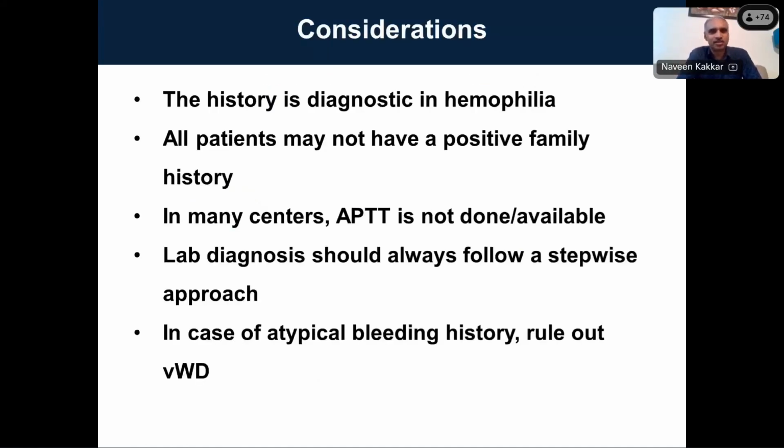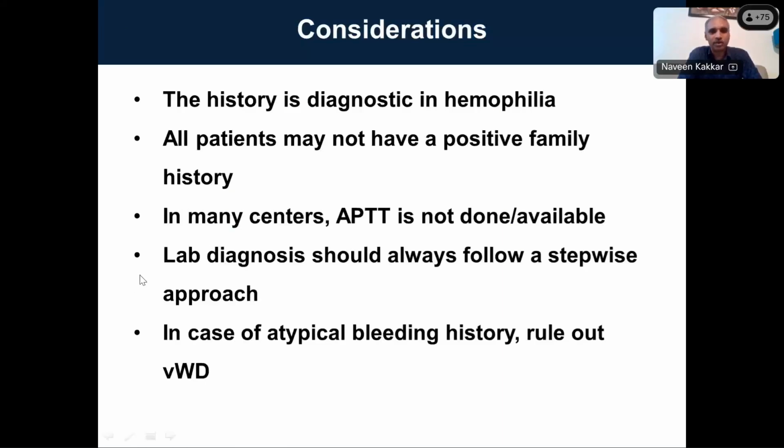So let's consider some things. The history is diagnostic in hemophilia, like we just saw. I said those 2-3 lines of history initially was enough to say possibly a hemophilia. And like I gave you that history, there was no family history, so all patients may not have a positive family history. One of the important points by which hemophilia is missed in India and many developing countries is that a lot of centers do a PT, but not an aPTT. Some of the centers think, how is this possible? It is very common in India.